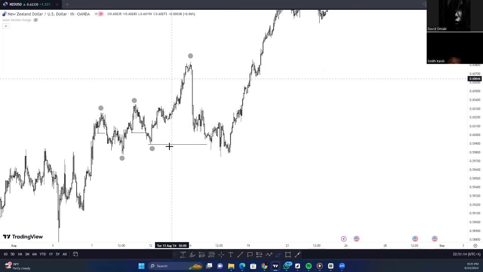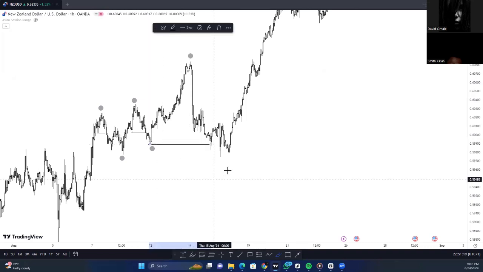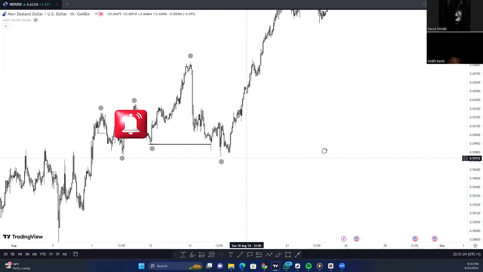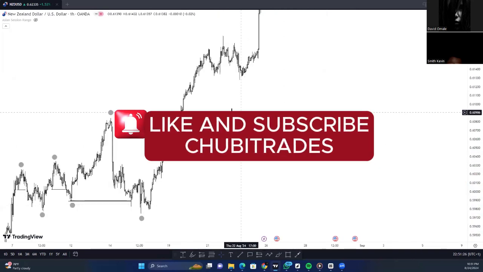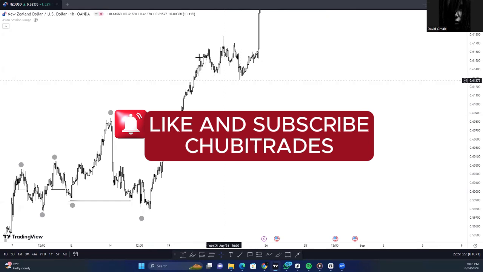So in this case, we just saw price coming to take out the structural liquidity. So this is still valid. No need to bother about this. Later in the future, I'll explain.